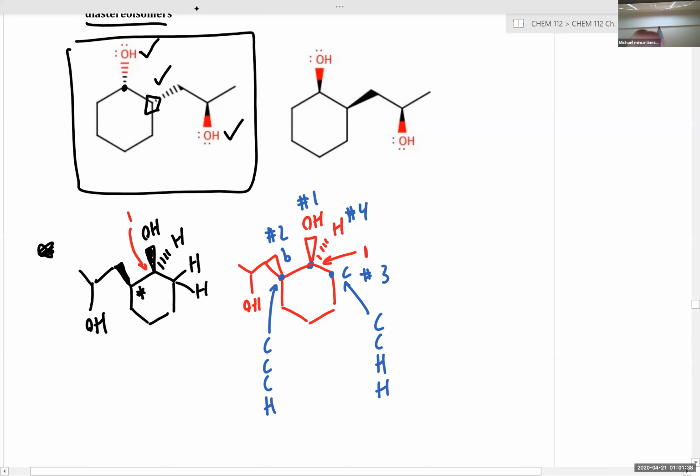We now draw clockwise versus counterclockwise. So counting from 1 to 3, we draw our arrow. Are we going clockwise or counterclockwise? Do we have an R or S configuration? Counterclockwise and S. That's exactly right. So let's just assign that center.